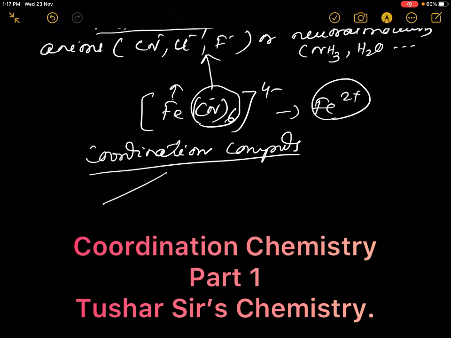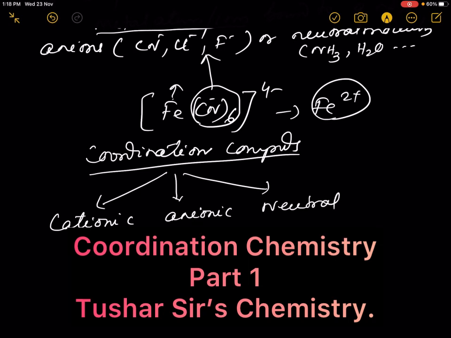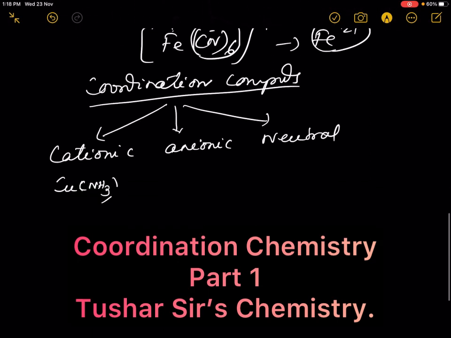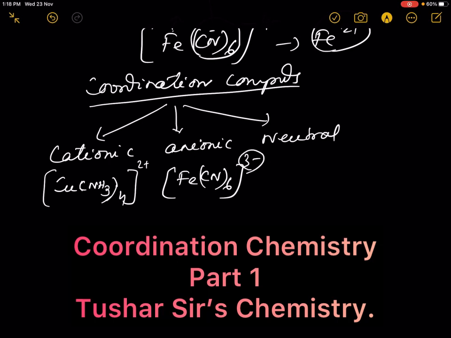There are three types of coordination compounds: cationic, anionic, and neutral complex. Cationic means positive charge on the complex, like Cu(NH3)4 2+. Anionic means Fe(CN)6 3-. Neutral means no charge on the complex, zero charge. So this is a neutral complex, this is an anionic complex, this is a cationic.